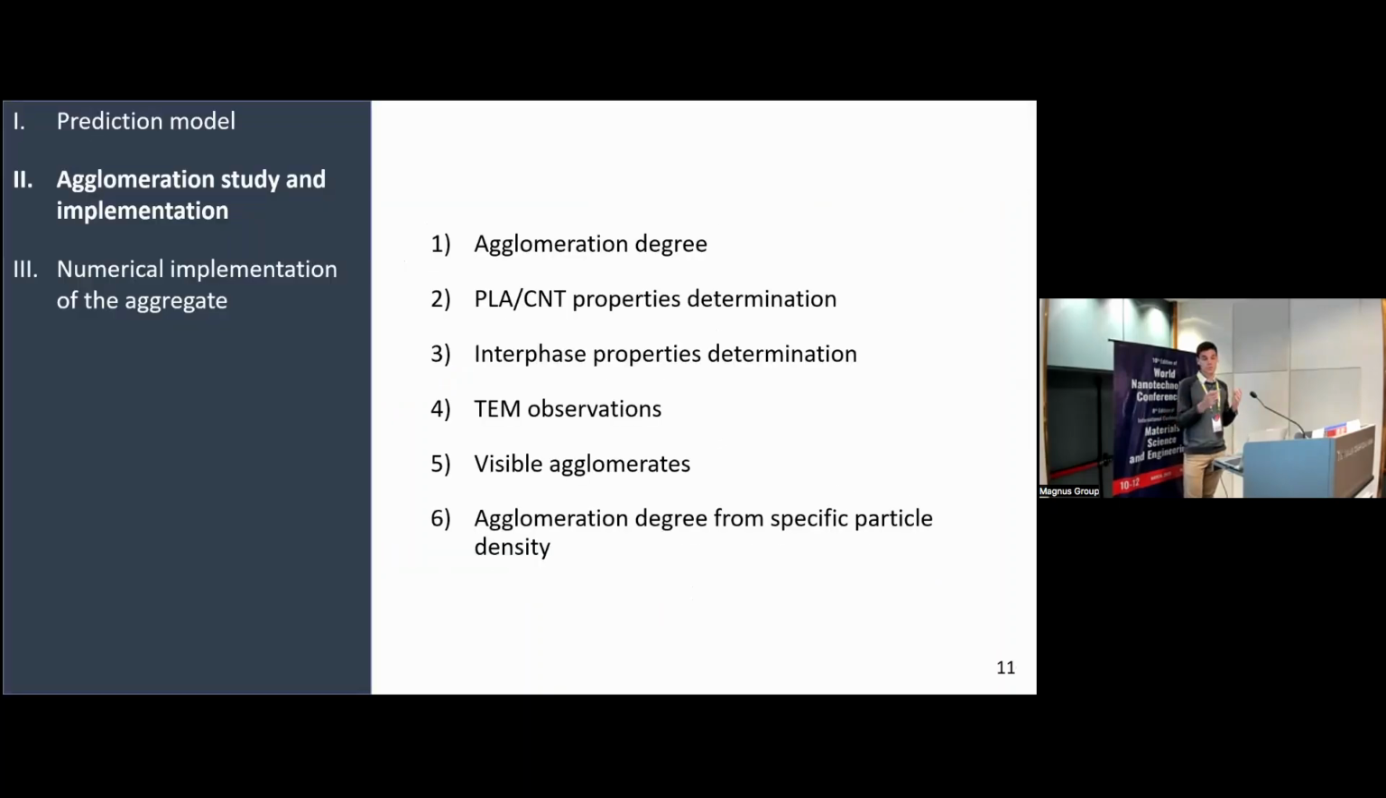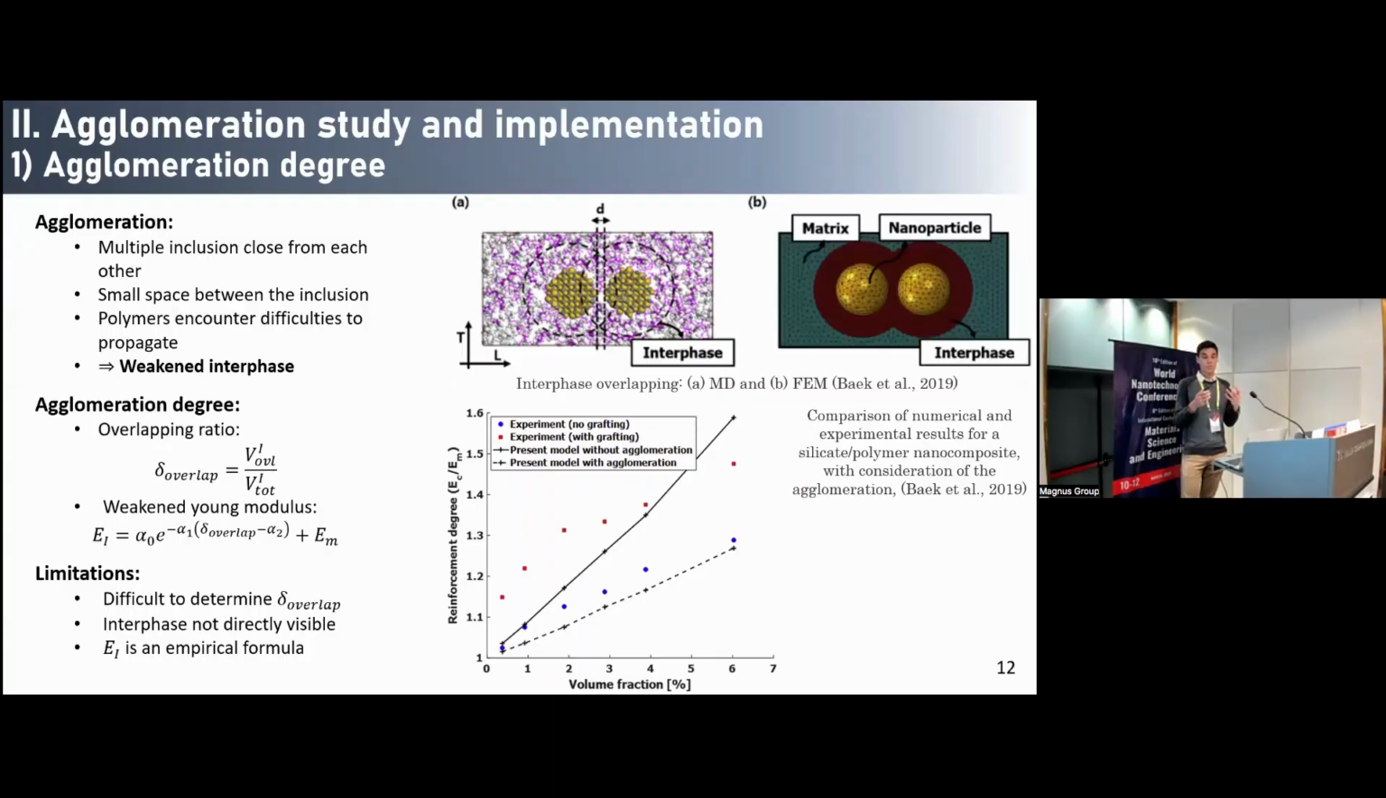Okay, so now we'll go to the main part with the agglomeration. When two particle reinforcements are really close to each other, there is only a small space between the inclusions, and the polymer encounters difficulty to properly propagate, which leads to a weakened interface. So instead of having an interface that is really strong between our particles, here the polymer has difficulty to propagate. So there is less polymer or even void, which leads to a weakened phase in this area.